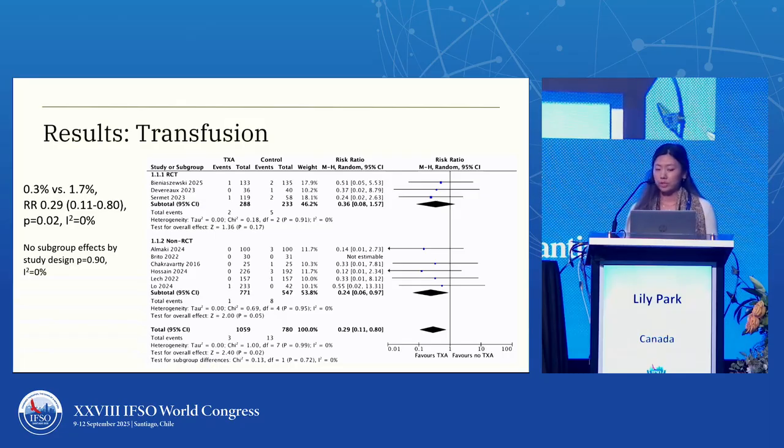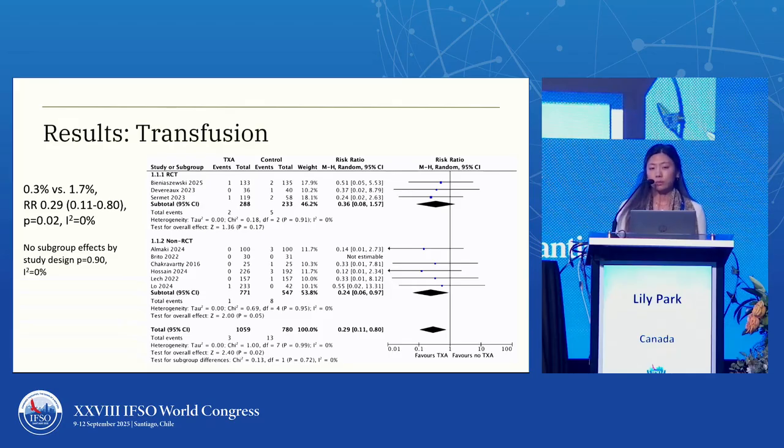So with regards to our results, for transfusion rate, there was a significant association with the use of TXA and reduced transfusion rate of 0.3% versus 1.7% in the TXA and non-TXA groups, respectively. This was a relative risk of 0.29, which was statistically significant, with very low heterogeneity as the I-squared value was 0%.